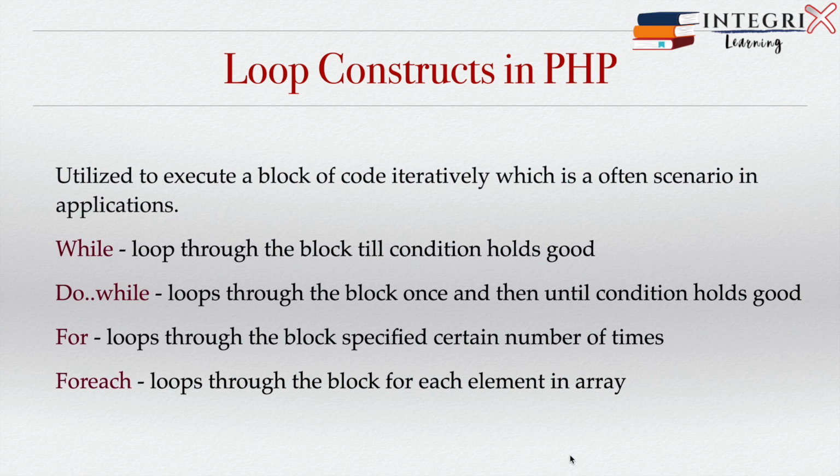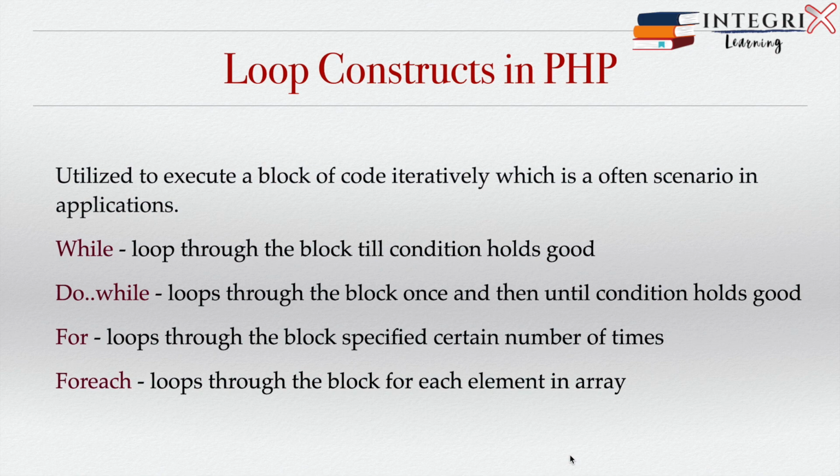PHP gives predominantly four types of loop constructs. The first one is the while loop. In a while loop, you check the condition right at the start of the loop. A while loop will always check the condition or the expression right at the start. If the expression is good, it returns a true value. Then it goes inside and executes the block of code.